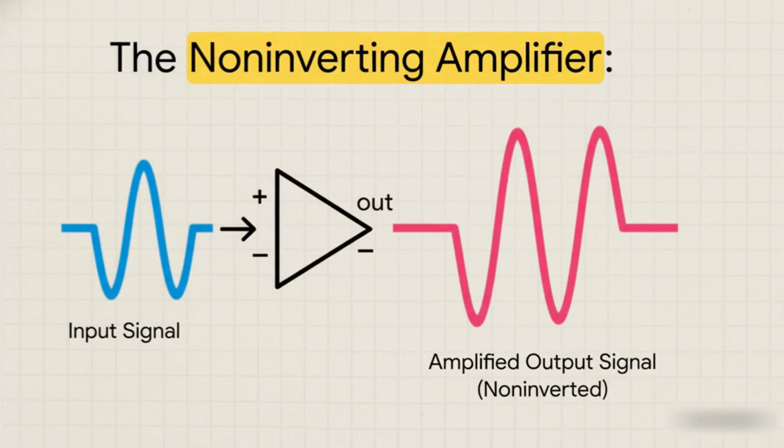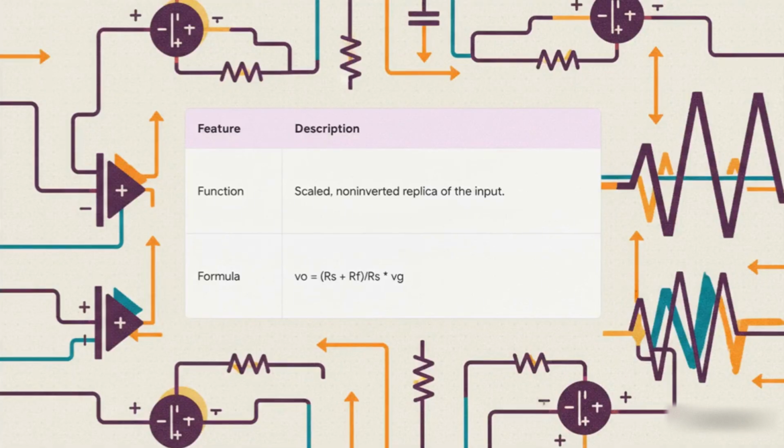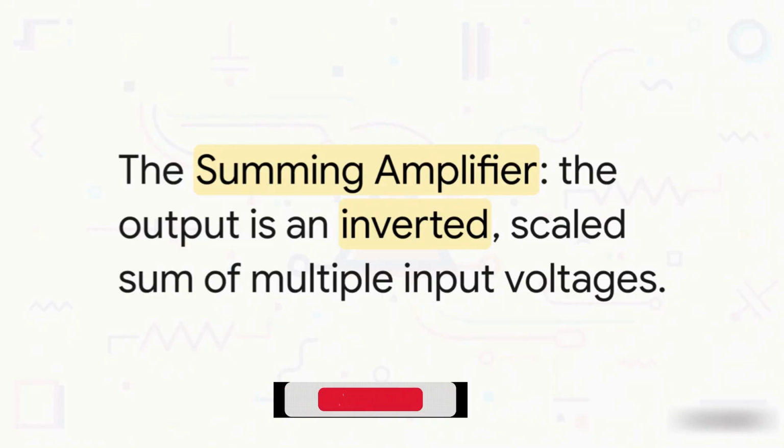Okay, but what if you want to make a signal bigger without flipping it on its head? Well, for that, you've got the non-inverting amplifier. Just like the name says, this setup gives you a bigger version of the input, and it keeps the polarity the same, no flipping. And once again, the gain is all in your hands, set by those simple external resistors. Total designer control.